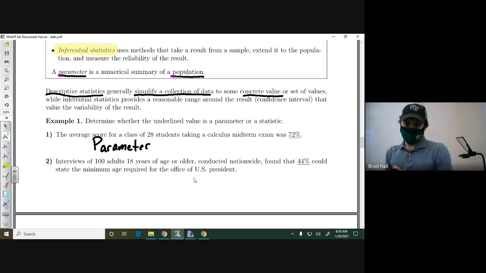Now for part 2. Interviews of 100 adults, 18 years of age or older, conducted nationwide, found that 44% could state the minimum age required for the office of US President. Parameter or statistic? That's a statistic. I think that one's a lot easier to identify. What's the population? So the 100 adults is the sample.